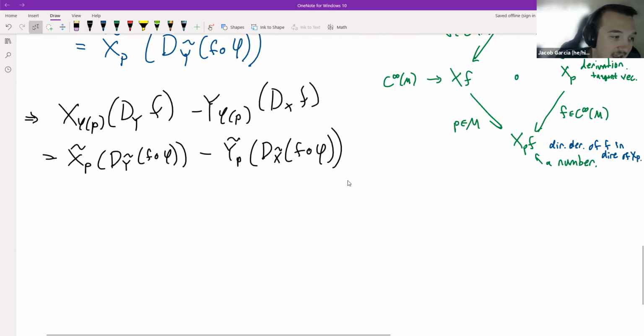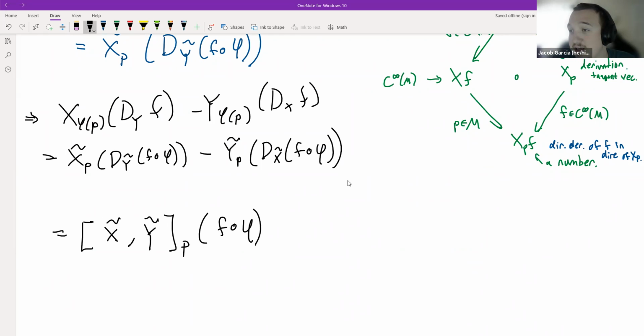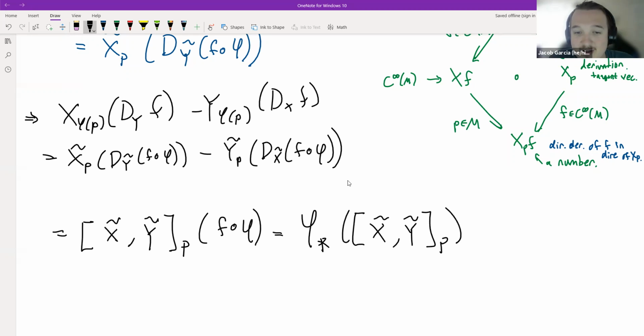But then this is exactly the Lie bracket of x tilde, y tilde evaluated at p of the function f composed with phi. And then using that thing, which I spent a long time explaining probably poorly, the way to turn this into a differential is to just move that differential to the front. And then I get the differential of this applied to x tilde comma y tilde of p evaluated on the function f.